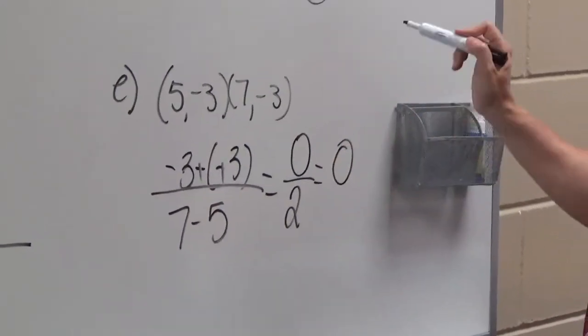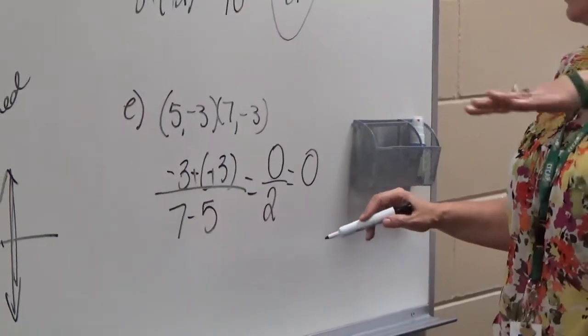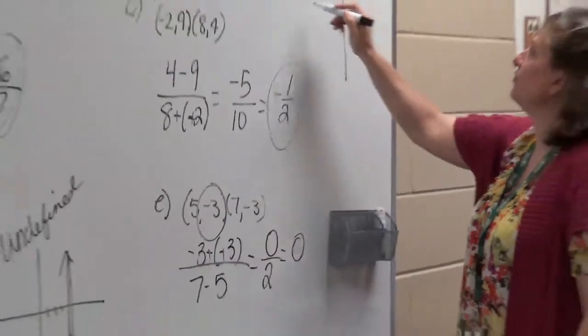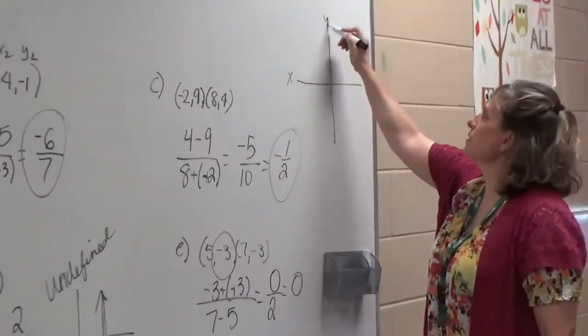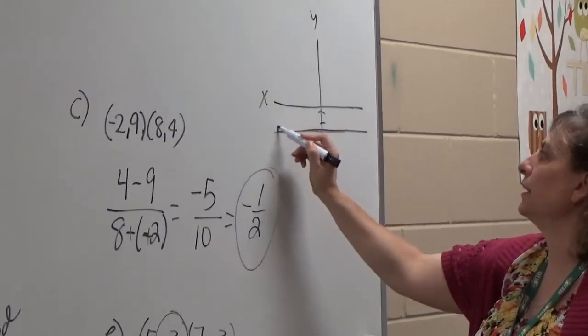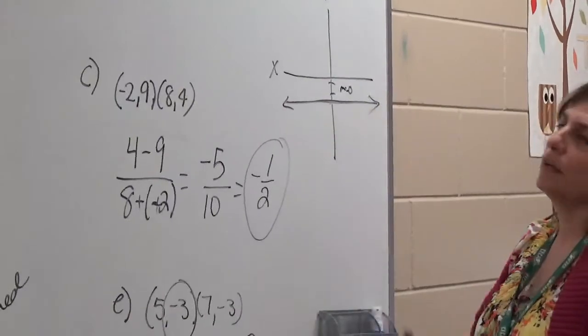This line is going to be a horizontal line, because we know from the slope tree that for a horizontal line the slope is 0, at y equals negative 3. So if I have my xy axis, y equals negative 3 is down here, I'm going to have a horizontal line at y equals negative 3. That slope is 0.